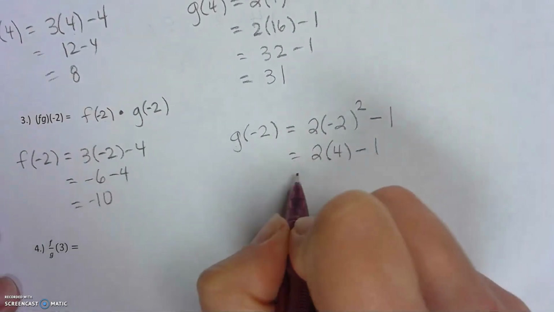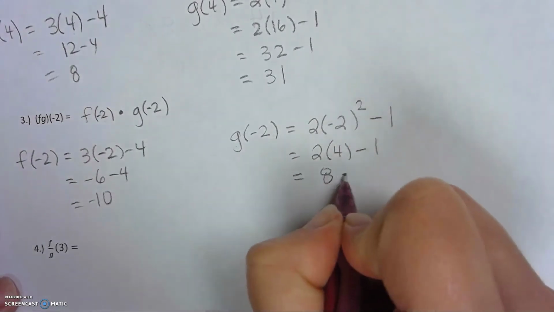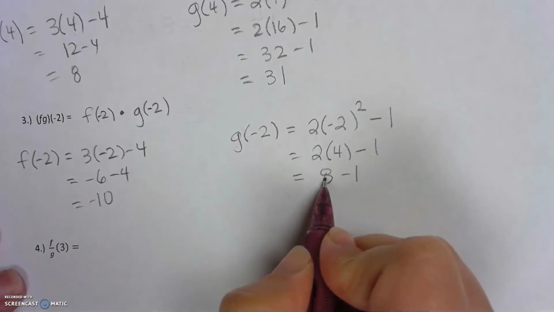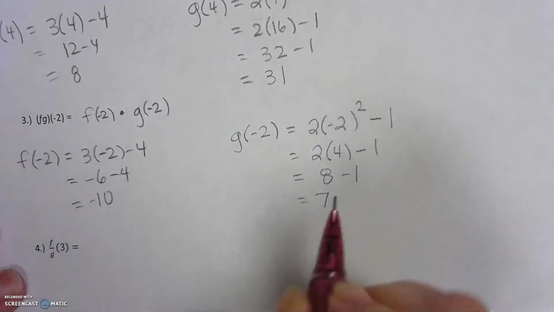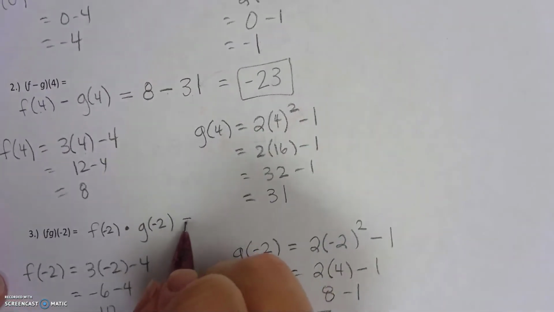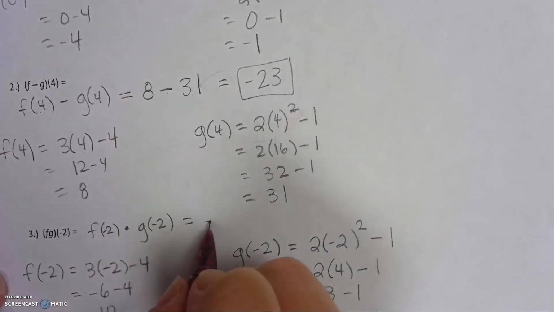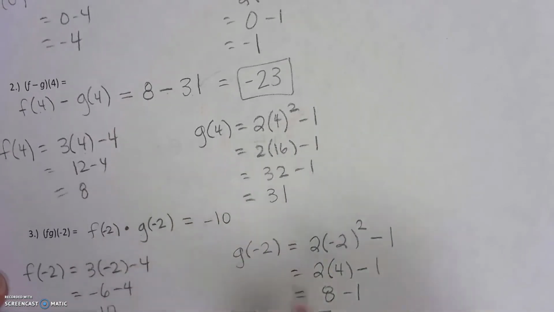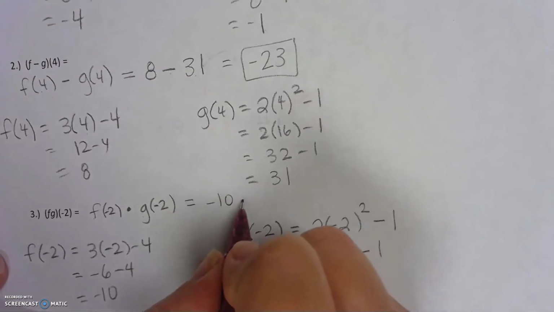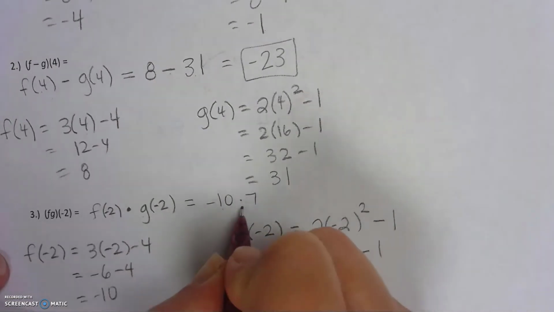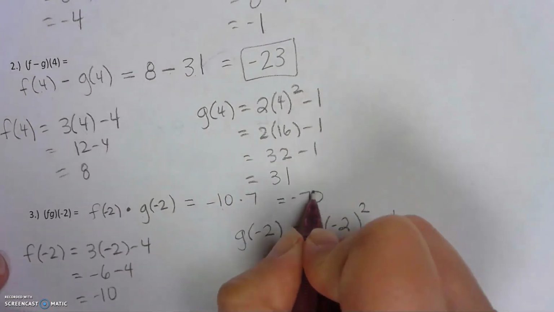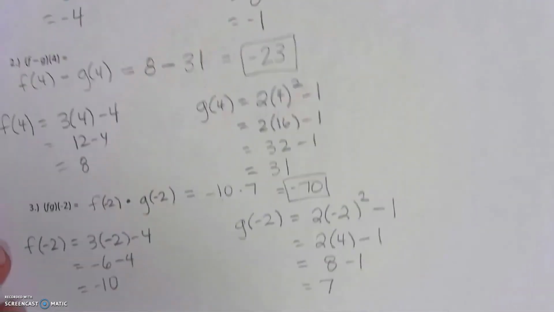Anytime you square a negative, it should become positive. 2 times 4 is 8. I'm going to subtract 1 to get 7. So if I come back up here, f of -2 is -10. g of -2 is 7. -10 times +7 is -70.